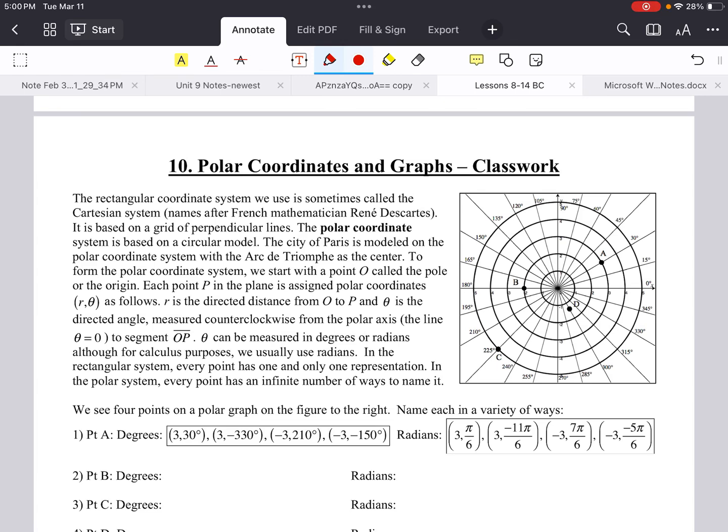Hey everybody, this is the first lesson in polar coordinates and graphs. So the first thing we need to learn is what is a polar coordinate? What is polar? What do polar coordinates look like?